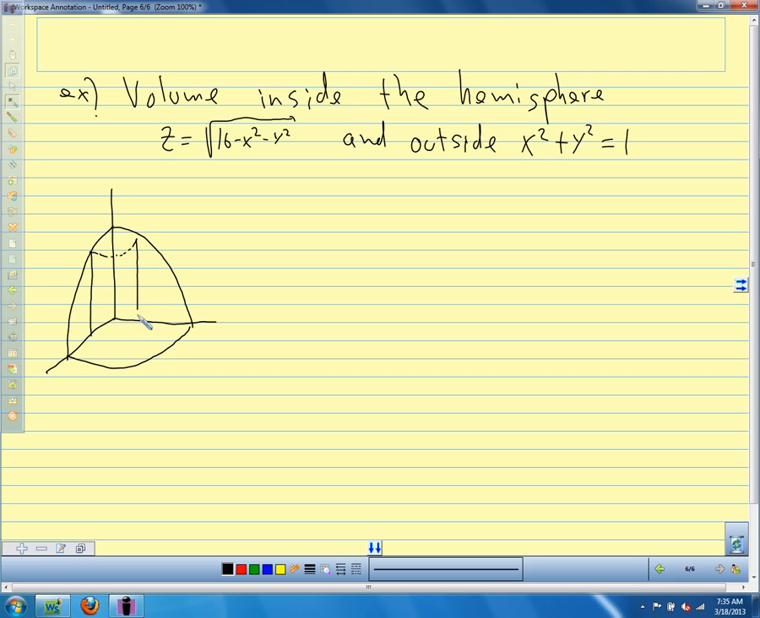And there's our cylinder. So we're looking for the volume of this hemisphere after we drill a hole through it, basically. So we're drilling a hole through it, which is our cylinder, and we want the volume that's left over. And we want to find that with a double integral.